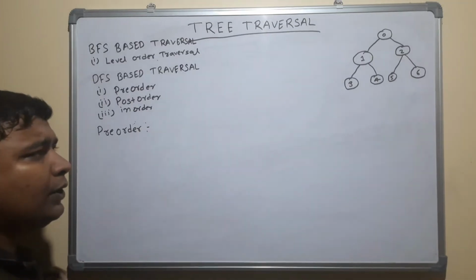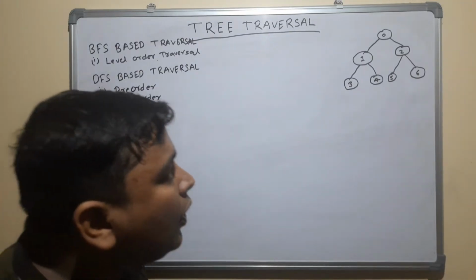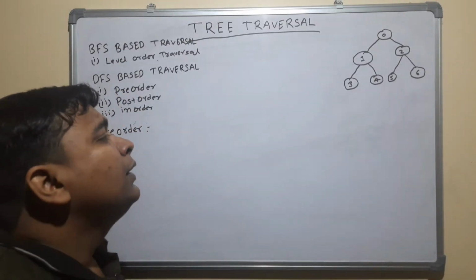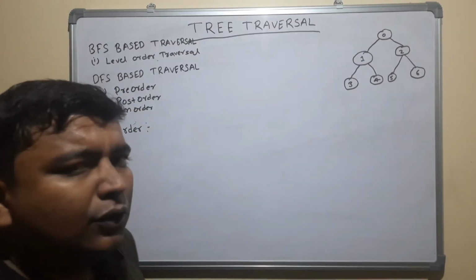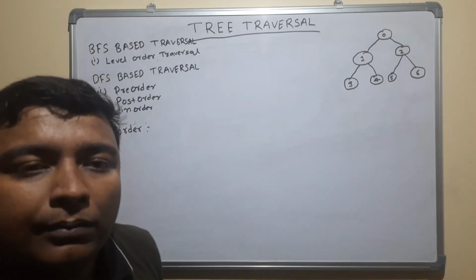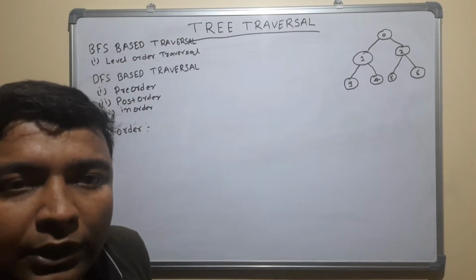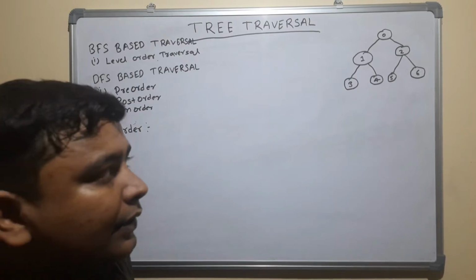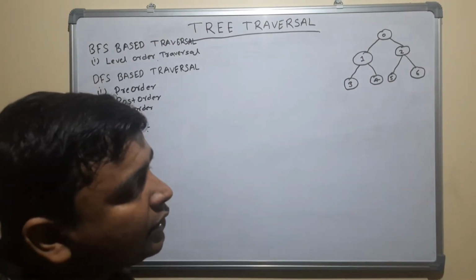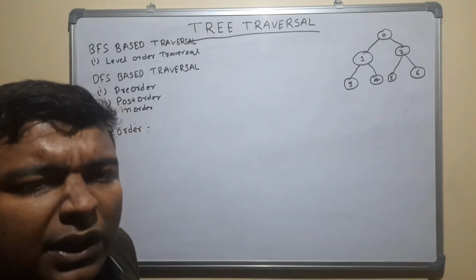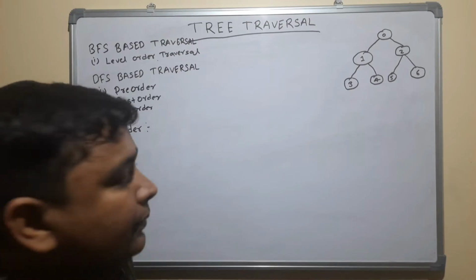So in Preorder, what happens? How will we traverse the nodes of the tree? In Preorder, the root will be visited before both subtrees, meaning the left subtree and the right subtree. The root is processed before both subtrees, that's why it is Preorder: pre means before.